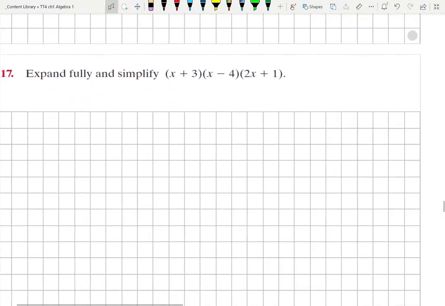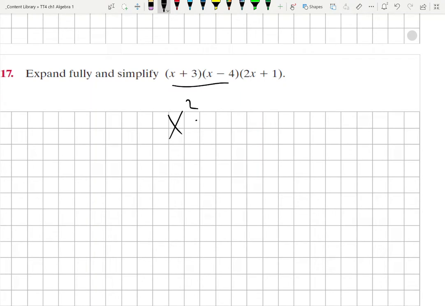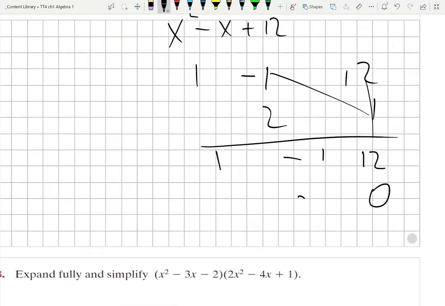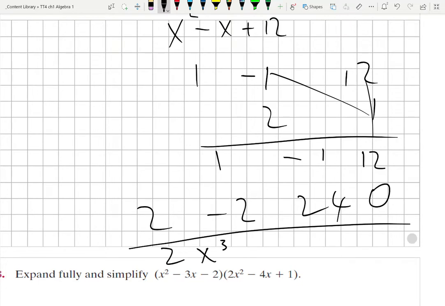So these multiply together to give us x squared minus x plus 12. We'll call that 1, negative 1, 12 on 2, 1. We get 12, negative 1, 1, 0, 24, negative 2, 2. 2x cubed minus x squared plus 23x plus 12.